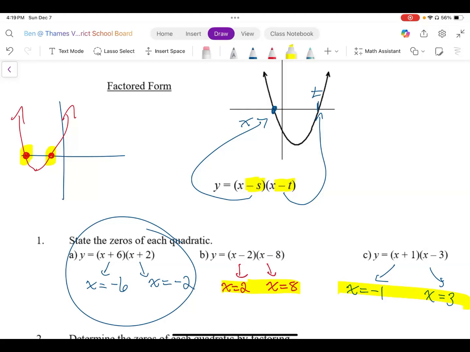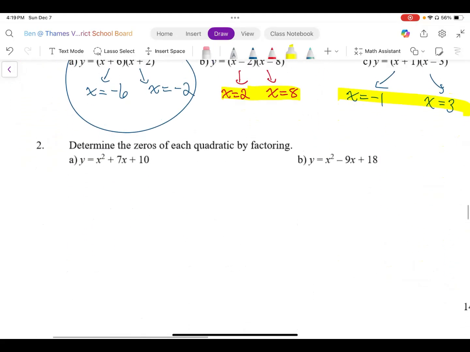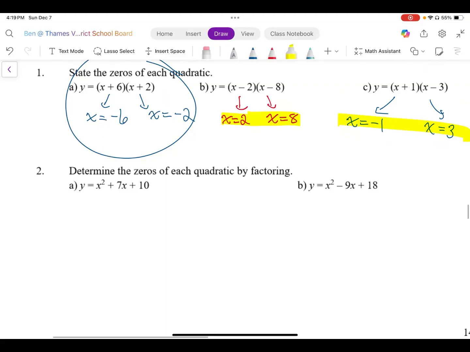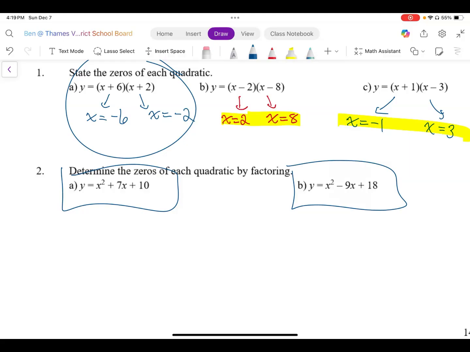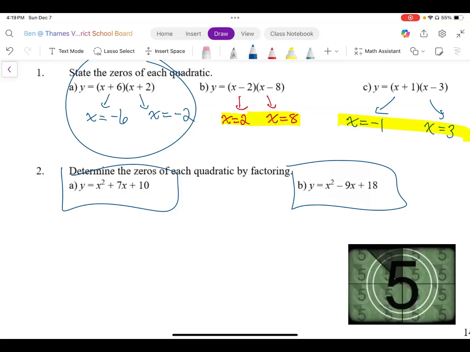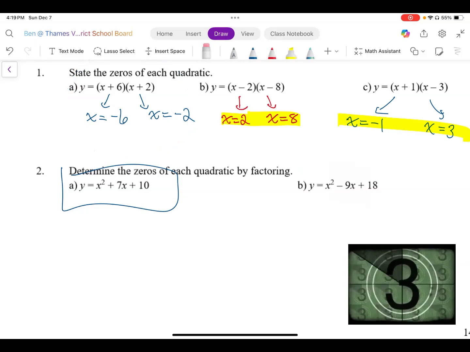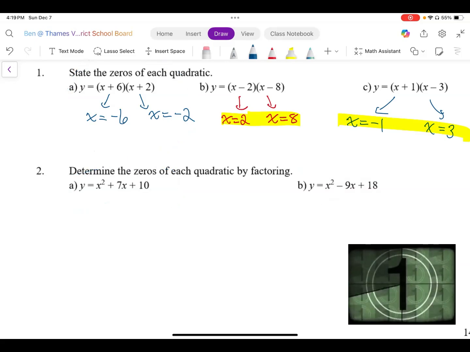We're going to jump into question 2. Question 2 is going to look pretty darn similar, but you'll notice these are not in factored form. Luckily, we're masters of factoring at this point, so I want you to factor these simple trinomials, find a value you're multiplying to, find a value you're adding to, set it into factored form, and then state your zeros. I want you to pause the video here, try out question 2a, and then unpause and see how you did.